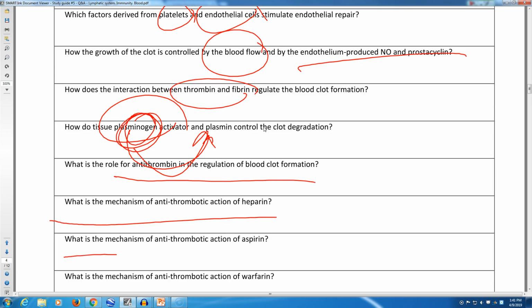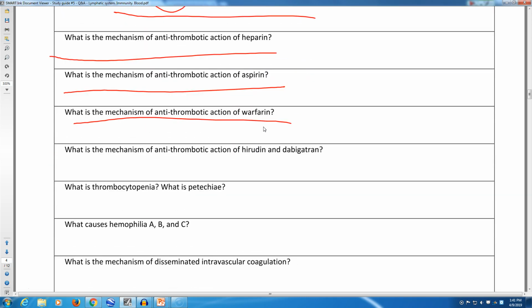For heparin, aspirin, warfarin, okay, hirudin, dabigatran. Okay, let's be honest. No questions here. I'm not going to ask you what is the mechanism of antithrombotic action of hirudin. It is a thrombin inhibitor, but what's the point? But instead, again, I'm going to ask you this.